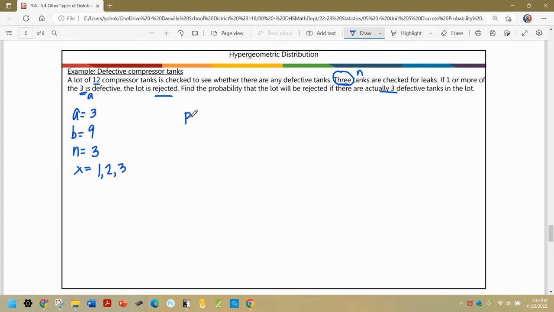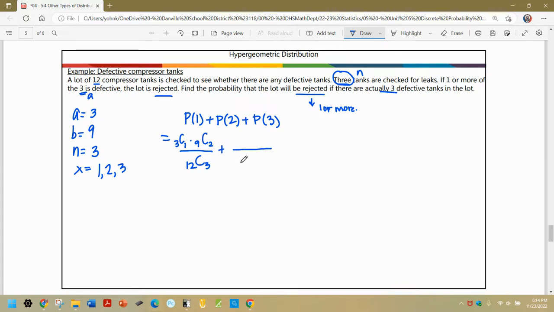So now I want to find the probability of 1 plus the probability of 2 plus the probability of 3. Because rejection happens when it's 1 or more. So the probability of 1 means that out of the 12, I'm choosing 3. And if I want 1 defective, that means out of the 3 defectives, I'm choosing 1. And then out of the 9 non-defective, I'm choosing 2.